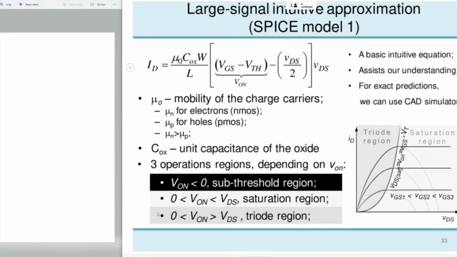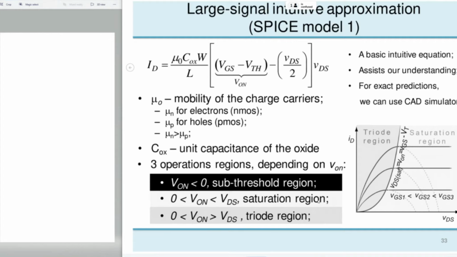So now simply we can say if the overdrive voltage, V on, is less than 0, then we are in subthreshold region. If V on is positive, larger than 0, but still lower than the drain source voltage, then we are in saturation region. And if V on is larger than both 0 and drain source voltage, we're in the triode region.